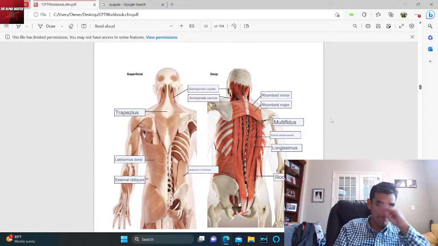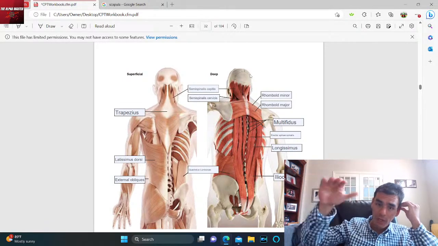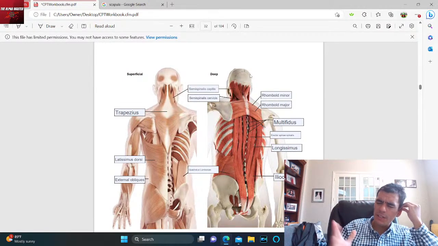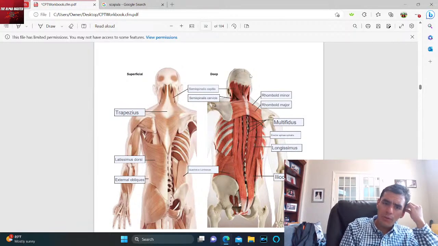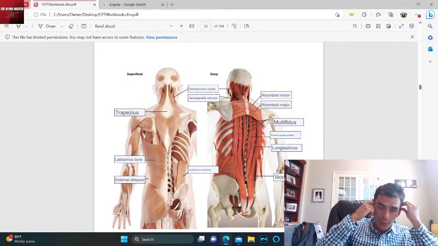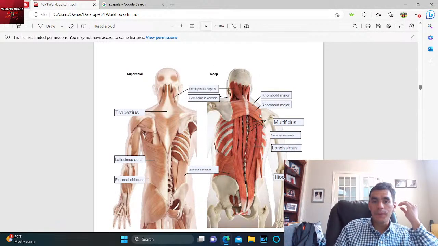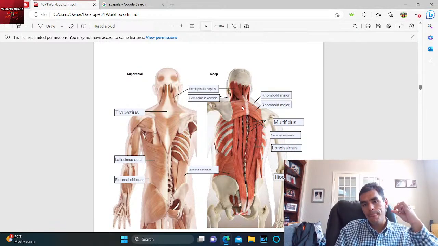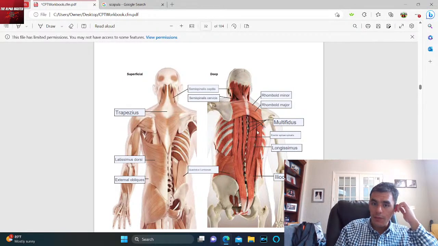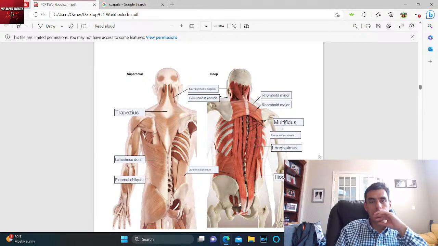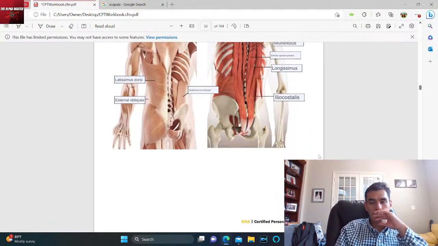That's for the superficial and for the deep. Deep is going way more inside. So superficial is what we're focusing on, like external obliques, latissimus dorsi, the quadratus lumborum close to the lumbar spine, the trapezius, and the semispinalis capitis. Semispinalis cervicis is more deep. Then you have the rhomboid minor and major in the trapezius. You have the multifidus around the vertebra, the erector spinae spinalis, the longissimus, and the iliocostalis, which is the lumbar spine deeper than the quadratus lumborum. So there you go. You're welcome.